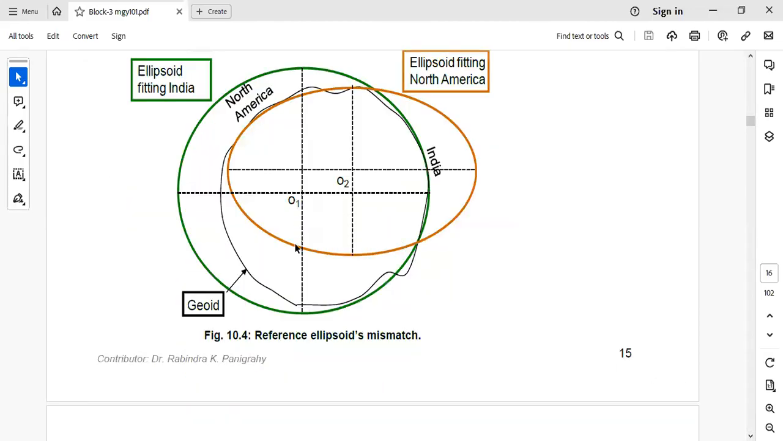If we see these figures, this is the geoid, and this plane is very close to the equipotential gravity of the Earth. And here this is the ellipsoid, and this yellow one is the... Sir, what is the book code of this? Its code is MGY101.